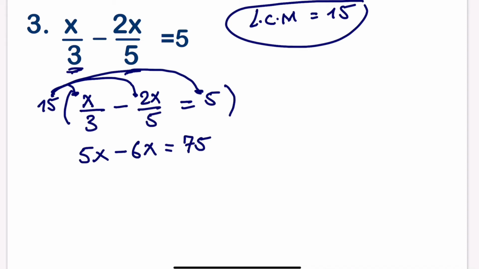So if we simplify this, 5x minus 6x will give us minus x, which is equal to 75. We want x to be alone, so we divide by minus. So x will be equal to minus 75.